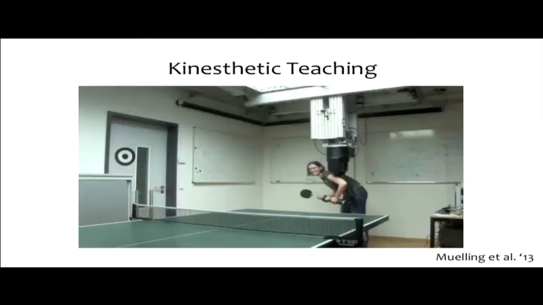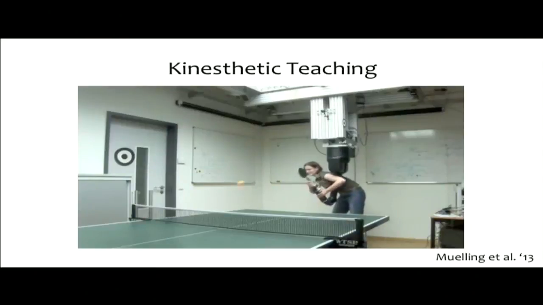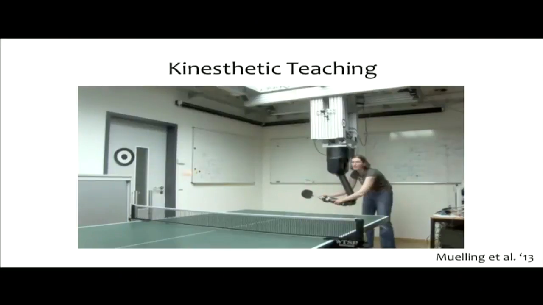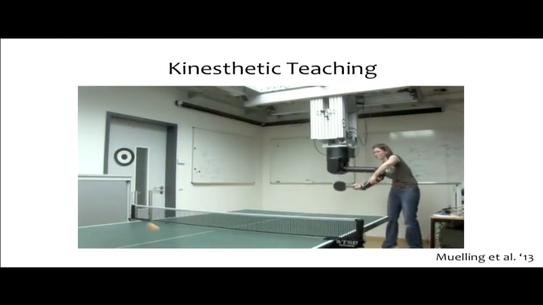And so one way that you can do it, just like mentioned before, is through kinesthetic teaching. So this is a video of Katharina Muehling, who is currently at CMU, and she's guiding the arm through the motions of playing ping pong. And she makes this look very, very easy, but generally moving the arm like this can be actually quite challenging, especially for people that aren't researchers and aren't people that do this on a regular basis. So if you actually want to have an average human being teach a robot how to do something through this sort of method, it can be quite challenging.